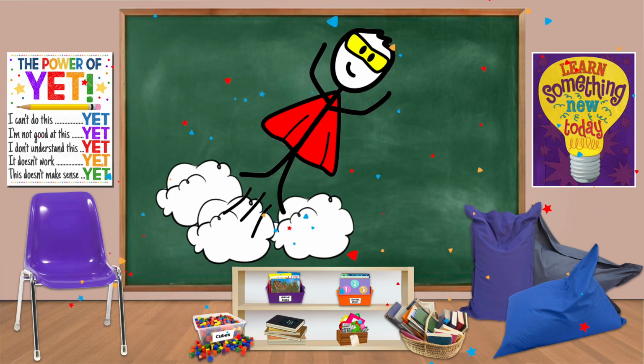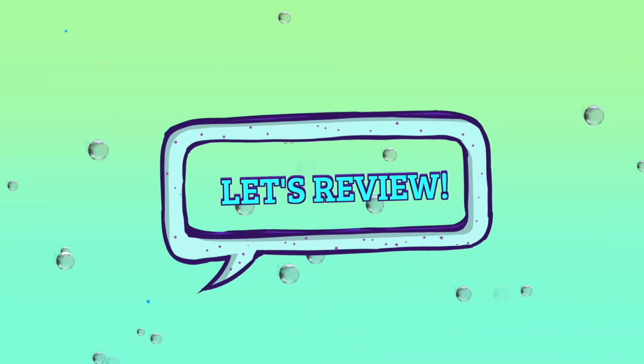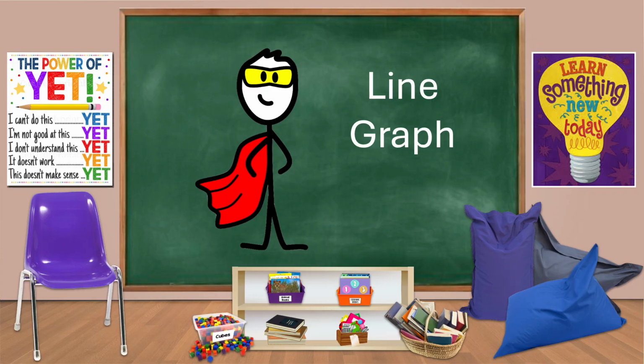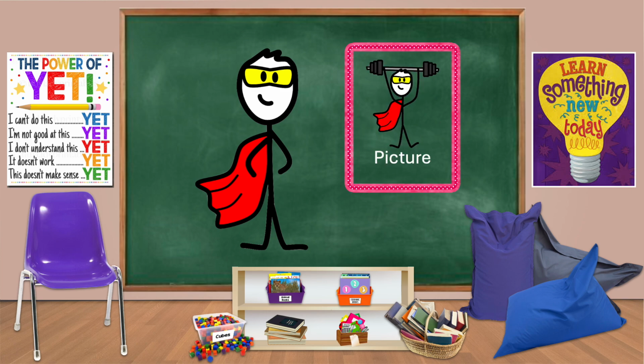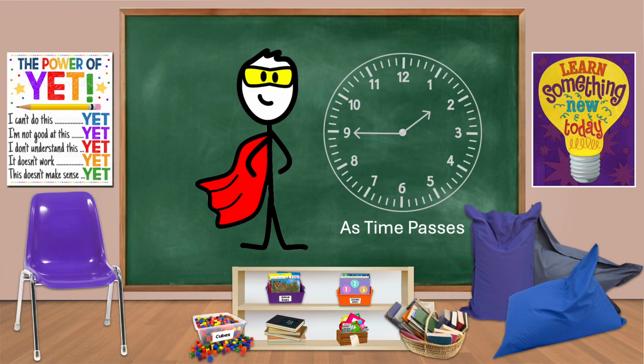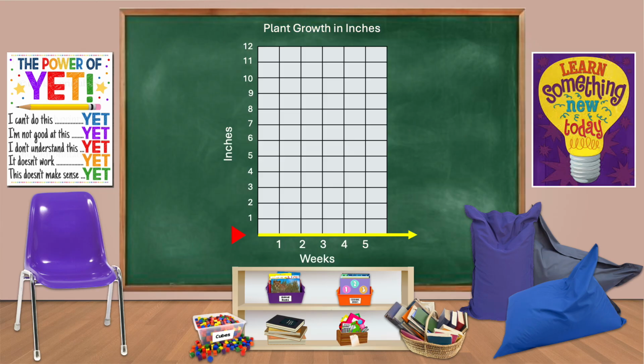Nice work listening. Let's review what we've learned. A line graph is a special kind of picture that helps us understand how things grow, shrink, or change as time passes. Every line graph should have a title, an x-axis, a y-axis, and labels for each axis.